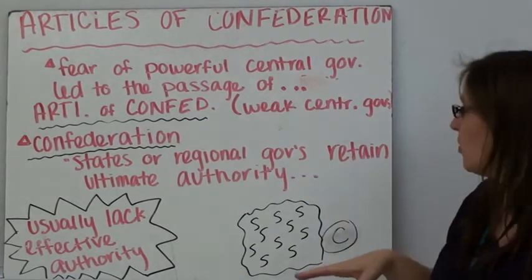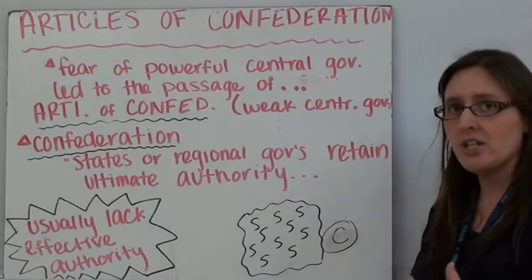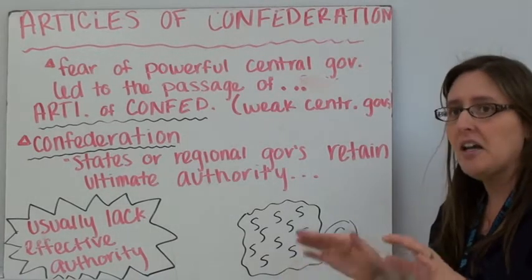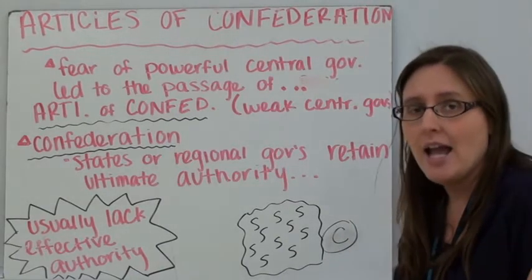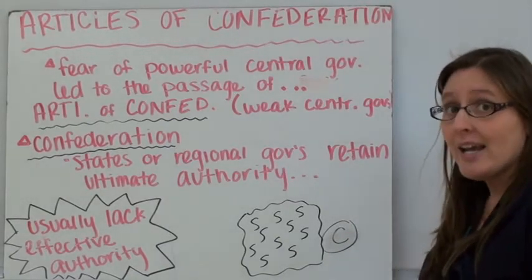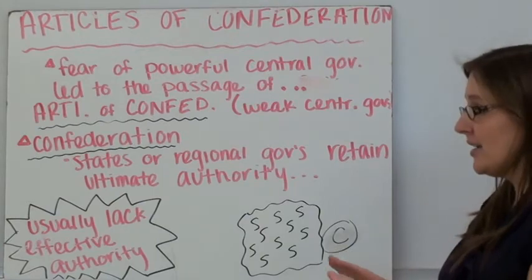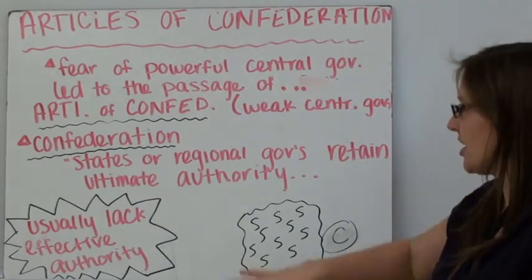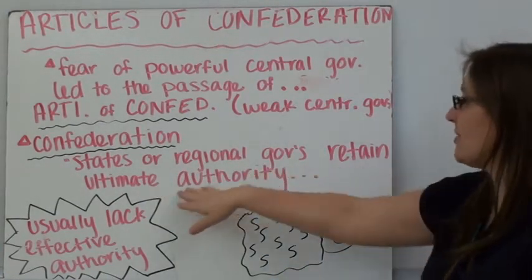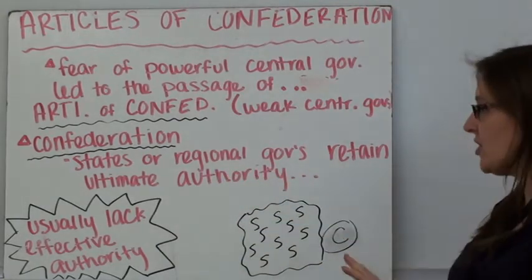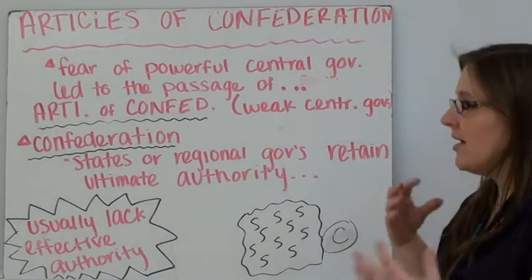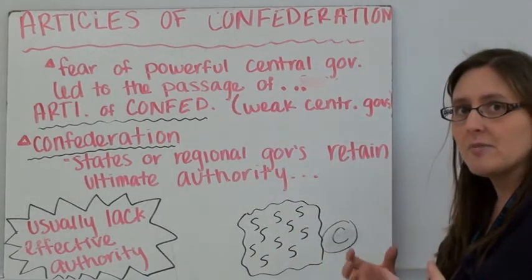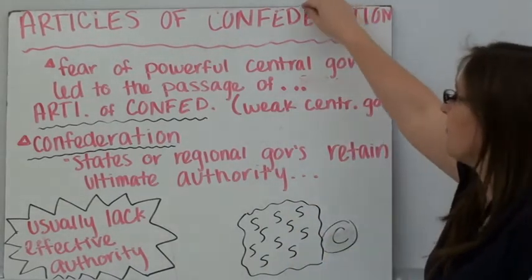Each state was basically a sovereign nation, and they said, okay, we'll agree to be friends or be together so that we can make sure we protect ourselves from France and England and Spain, but we're still our own sovereign country. So the states or regional governments retain ultimate authority. And that just shows their influence of their experiences with Great Britain and feeling like they didn't have any freedoms under that strong national government.